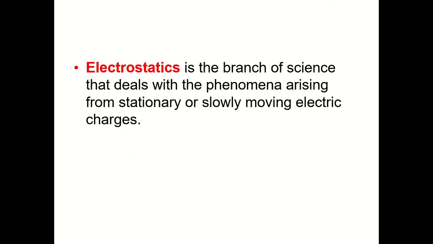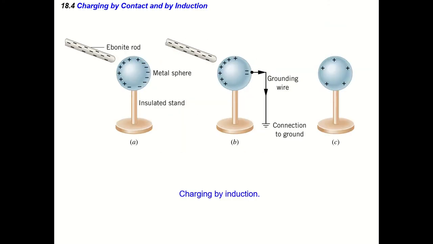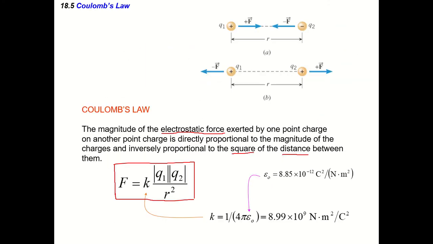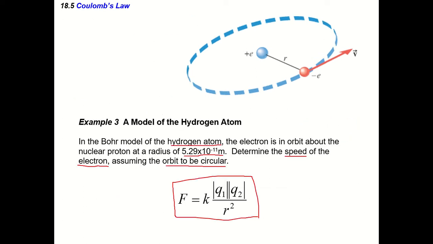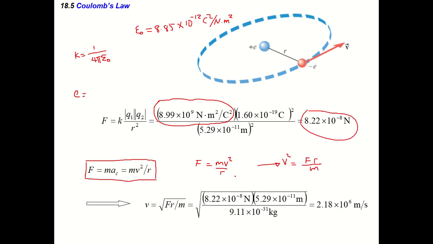So we make use of that value and substitute it here in our problem. After evaluating, you have the result 2.18 times 10 to the 6 meters per second. So that is the velocity. Now, as mentioned in the problem, it says determine the speed of the electron, speed or velocity. So the speed is equal to 2.18 times 10 to the 6 meters per second.